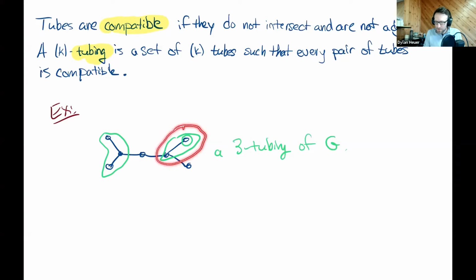We're allowing this nested stuff over here. We don't have any intersections, and then these guys are not adjacent because if I try to union them, it wouldn't be a tube because it won't be connected.